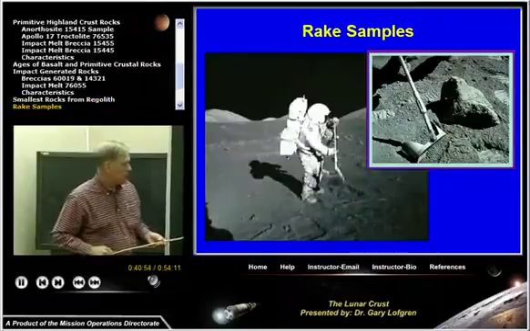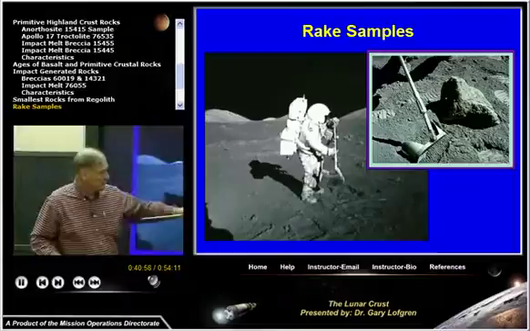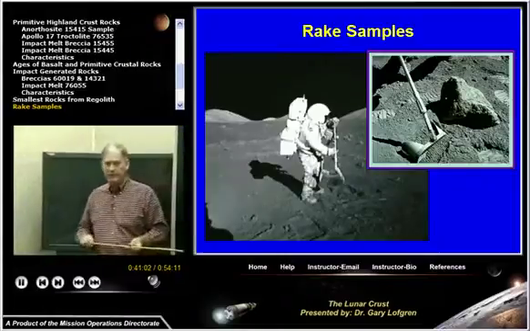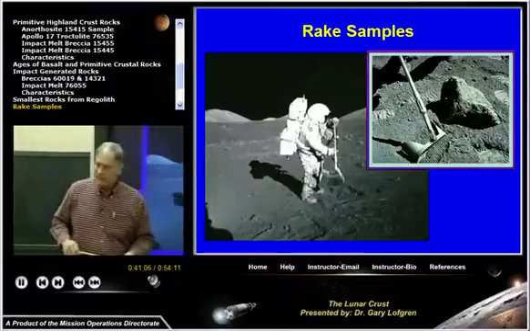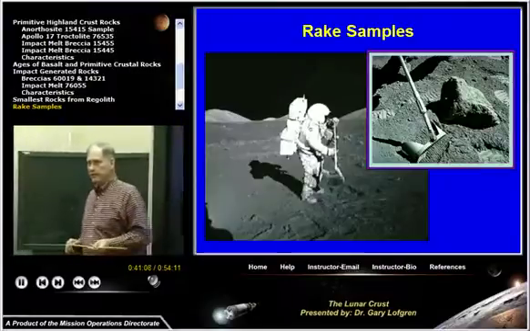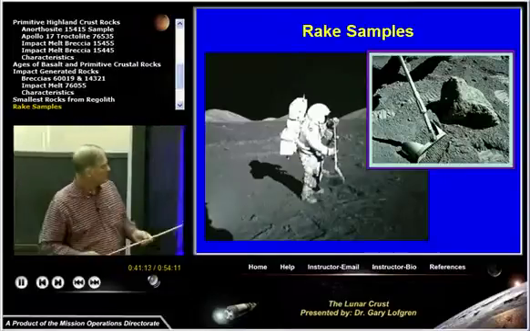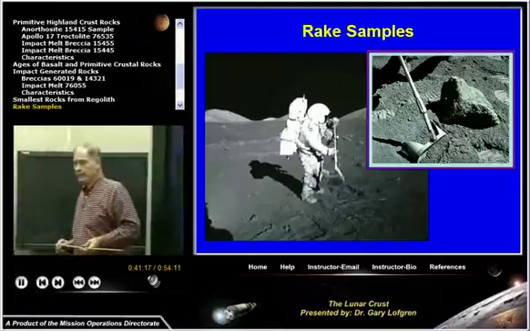And this is a rake sample being collected. It's a special kind of rake. The tines were set a centimeter apart, so you were collecting everything larger than a centimeter. And you would sit and you would rake that through the top 6 or 8 or 10 centimeters of the surface, looking for and collecting these rocks. And I think that's Jack actually doing that on Apollo 17. I don't remember for sure.